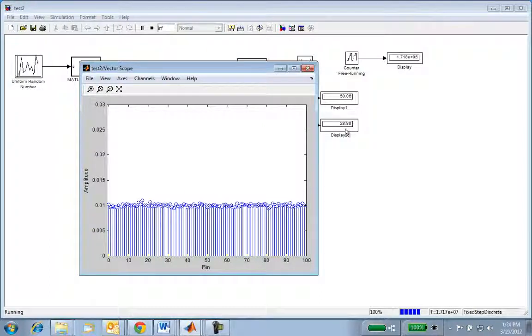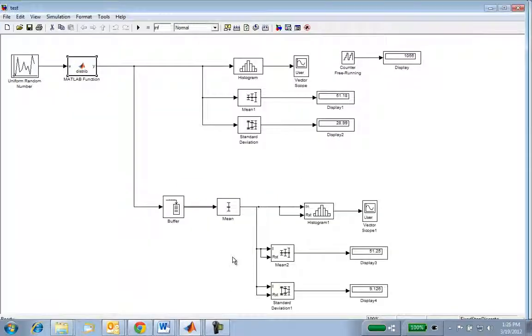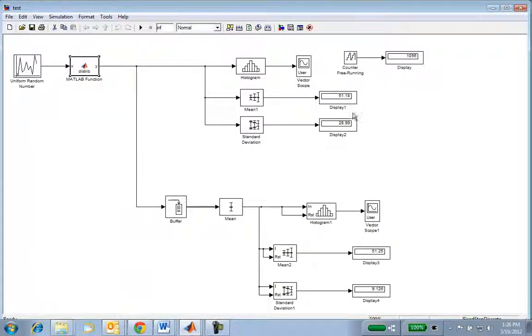But what happens if we take samples from this distribution and plot out the means of the samples? Let's have a look at the next model that does this. So here's the next model. It's the same as before on the top, but down here it's a bit different. What we do is we buffer up a group of samples. In this case we buffer up 10 samples and take the mean of those samples. And then we plot out a histogram as before and plot out a mean and a standard deviation. So what we're doing here is plotting the distribution of the means. I'll say that again. We're plotting the distribution of the means.